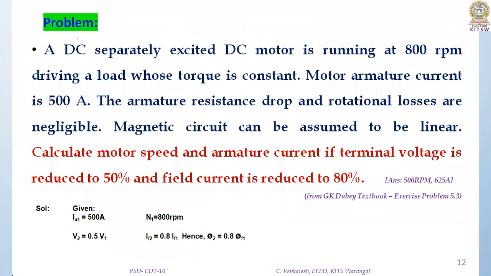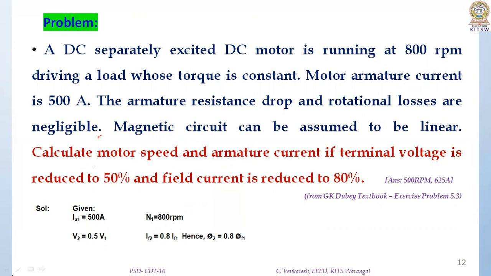Let us see some examples. A separately excited DC motor is running at 800 rpm, driving a load whose torque is constant. Motor armature current is 500 amperes. Armature resistance drop and rotational losses are negligible. So it means resistances RA, RF, all these you can neglect. With that, EB becomes equal to V. Magnetic circuit can be assumed to be linear, so non-saturated.